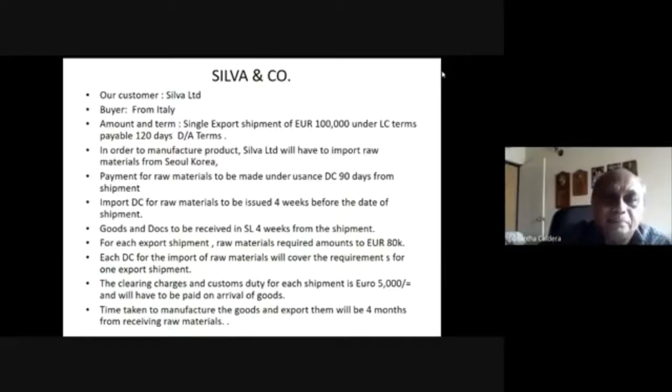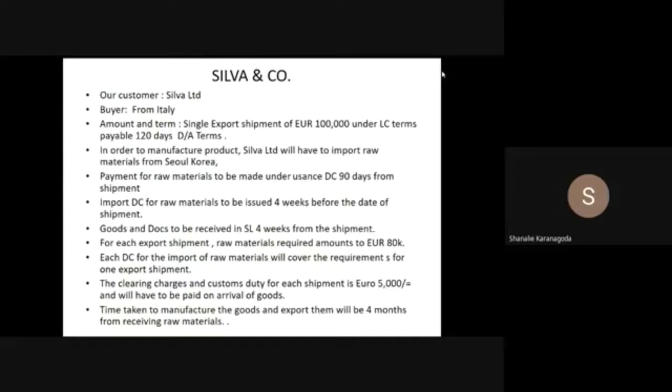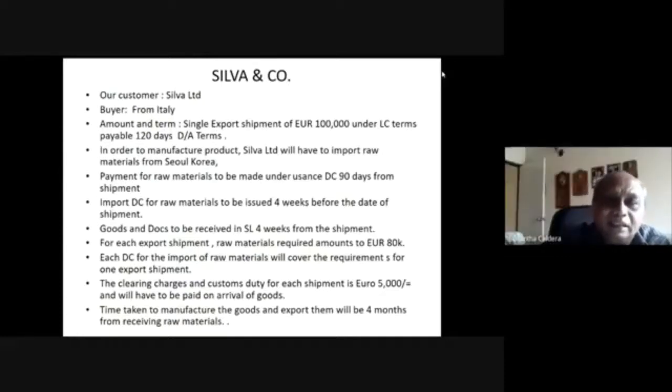Payment for raw materials to be made under usance LC 90 days from shipment. Very much similar to the previous two questions. Import LC for raw materials to be issued 4 weeks before the date of shipment. It's the same as before, no difference. 4 weeks is how many months? 1 month. Then goods and documents to be received in Sri Lanka 4 weeks from the shipment. So from the shipment date, after 1 month, you will receive the goods and documents. That's also the same as before, right?